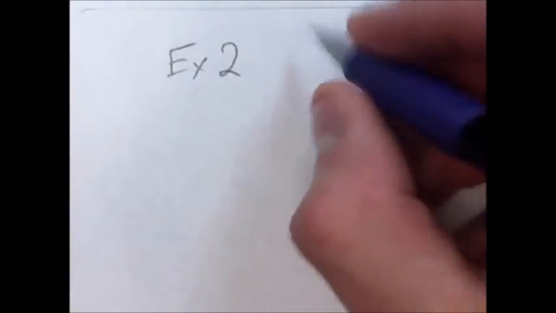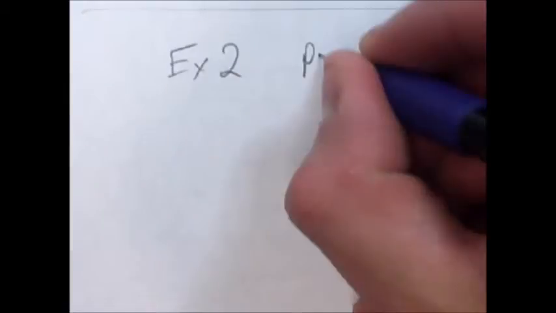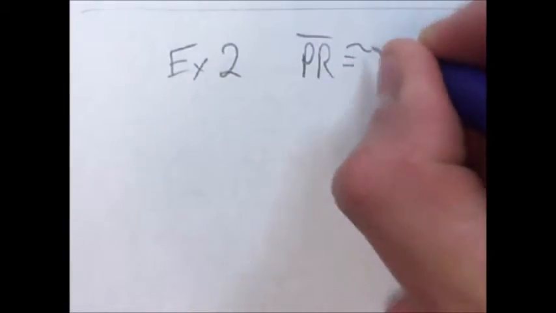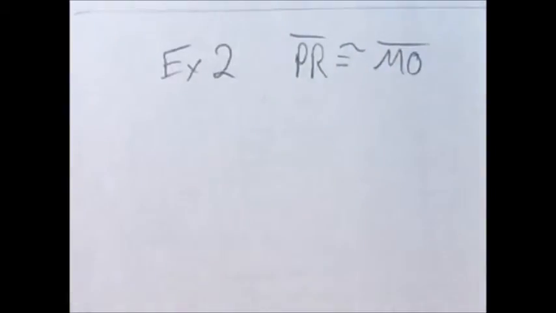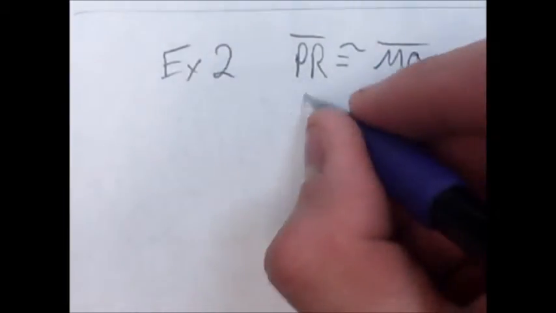So example 2, zoom out a bit. Example 2 gives us, like I just said, PR is congruent to MO, and we also know that angle M and angle P are congruent.